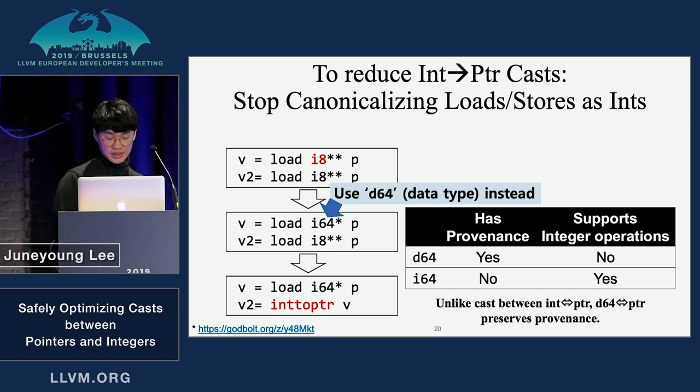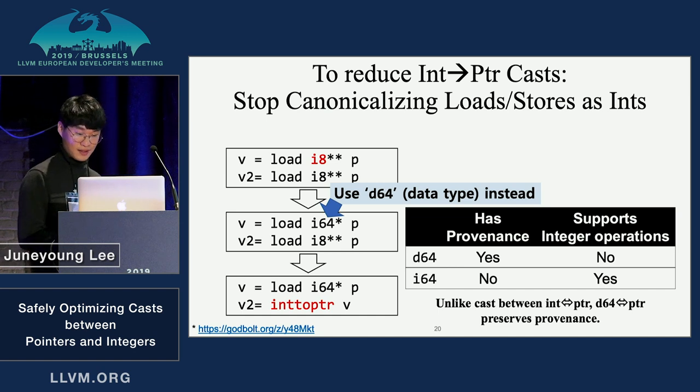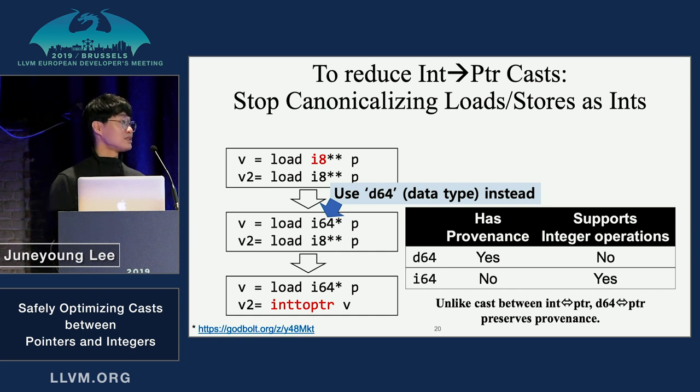Our suggestion to this problem is to adopt a new data type, which is, in this case, D64. Let me compare D64 with I64. In the case of D64, a variable of this type can have provenance, but it does not support integer operations. On the other hand, I64 cannot have provenance, but it supports integer operations. So unlike casts between integers and pointers, a cast between the data type and pointers still preserves provenance, still gaining precision. For the experimentation, we just disabled this canonicalization pass in order to see the worst-case slowdown.